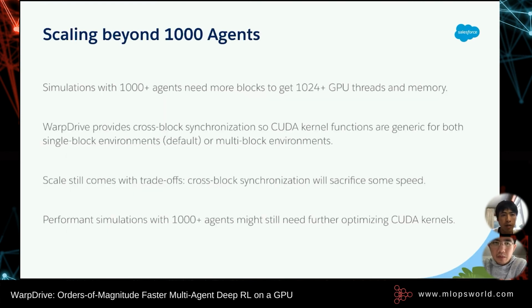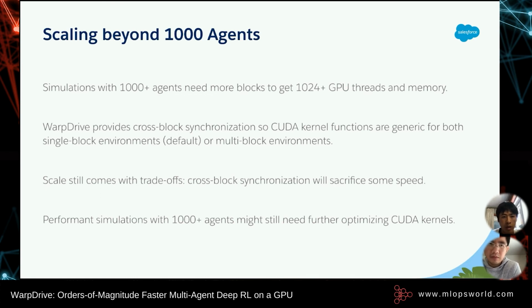So finally, in our latest deployment, we are trying to scale beyond 1,000 agents. In each individual GPU block, by default, it can support 1,024 GPU threads, meaning that for one simulation replica, at most we can have 1,024 agents, because you remember each individual thread is mapping to one individual actor or agent in the simulation replica.